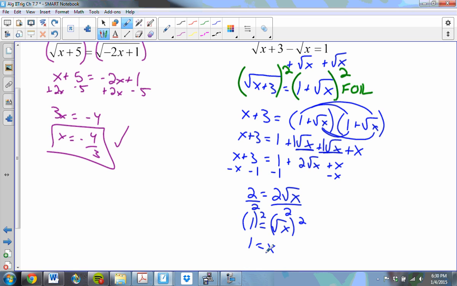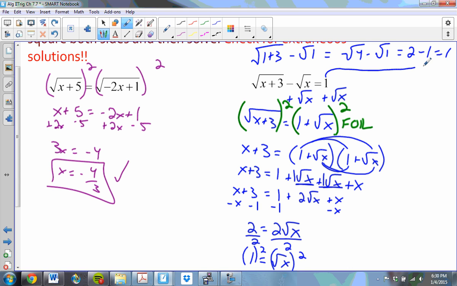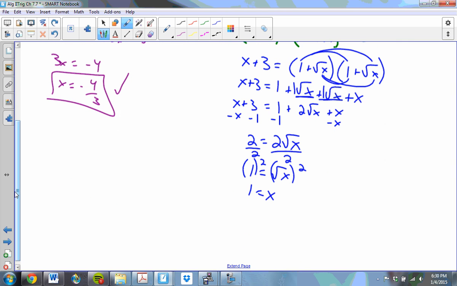I'm going to check to see if that works. I plug a 1 in for x. Square root of 1 plus 3 minus the square root of 1. That's going to be the square root of 4 minus the square root of 1. Square root of 4 is 2, square root of 1 is 1. It's supposed to come out to a 1, which it does. So this solution is good.